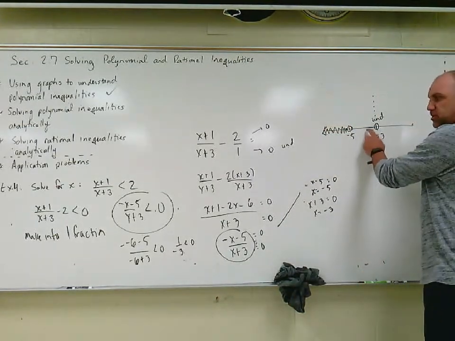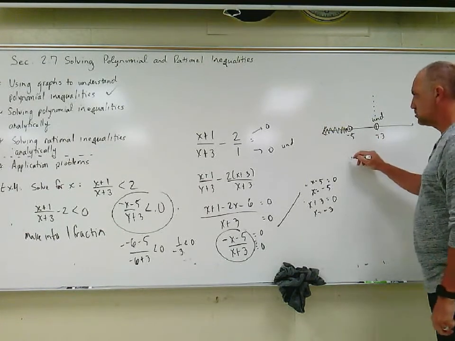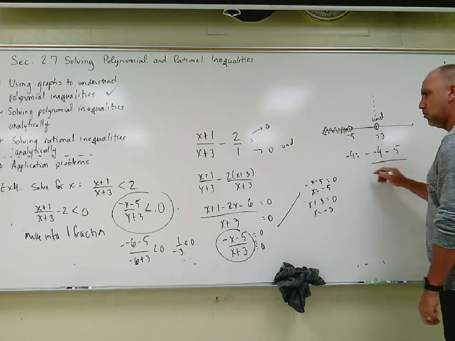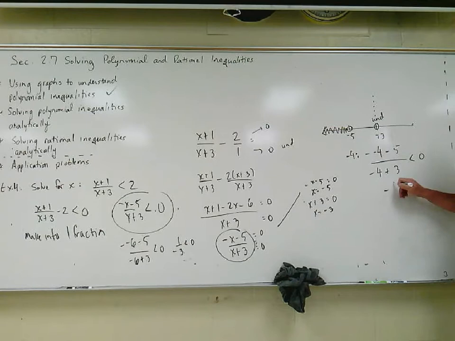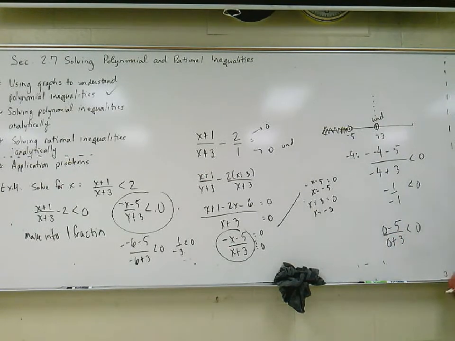All right, what would you test in here? Negative 4, so let's see. So if we test the negative 4, is negative 4 minus 5 over negative 4 plus 3 less than 0? Let's see. Negative 4 minus 5 is negative 9, negative 4 plus 3 is negative 1. Nope, not less than 0, okay? And then anything right of negative 3, you test, so I'll test like 0. So is 0 minus 5 over 0 plus 3 less than 0? Yes, you get negative 5/3.